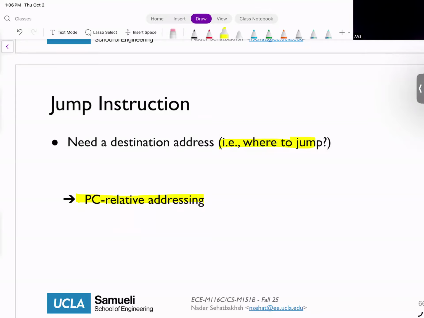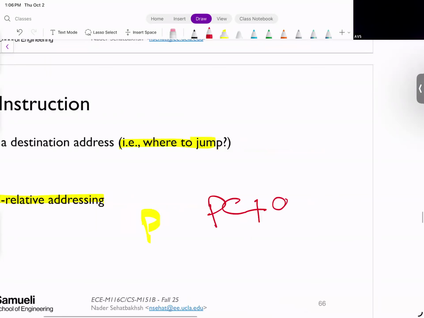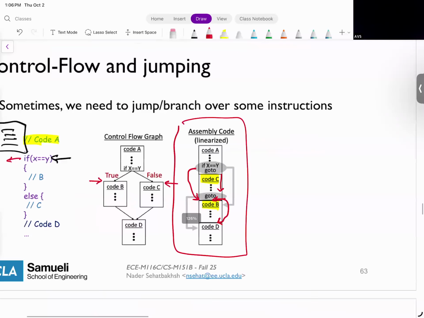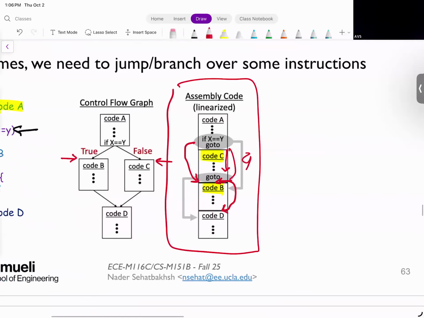For example, if you want to jump to another address, you do PC plus some offset. So this offset could be, for example, if I go back here, let's say each one of these instructions is 4 bytes. I need to jump over 4 instructions to go to the next one. And remember, each instruction was 4 bytes.